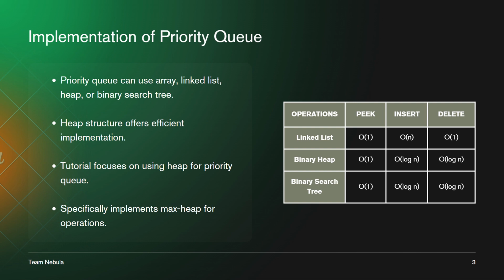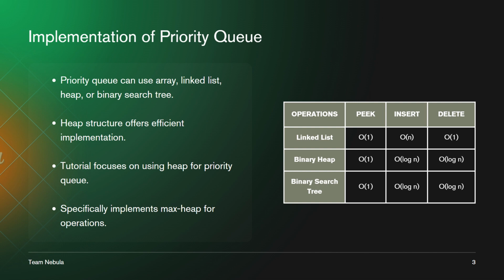For the binary heap, the peek operation has a time complexity of O(1), as it directly retrieves the value of the root node. Both the insert and delete operations have a time complexity of O(log n), where n is the number of elements in the heap. These operations involve restructuring the heap to maintain the heap property, which requires traversing the height of the tree.